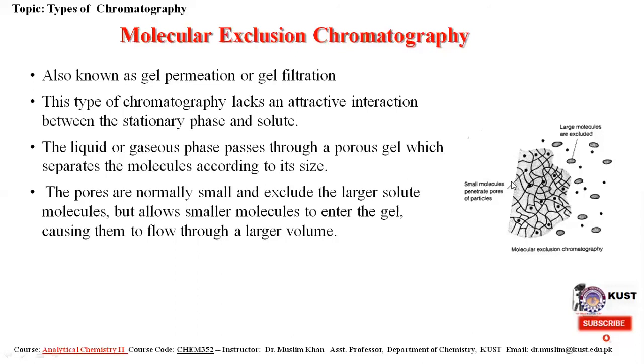Different columns are used: analytical column, preparative column, and narrow bore column. These are the different columns, depending on the size of the beads. Some columns are 7 to 8 millimeters in diameter, and some are 25, 30, even 50, 60 centimeters long, and some are 2 to 3 millimeters in diameter. Also, different pumps and detectors are used in this chromatography. So this is molecular exclusion, one of the types of chromatography.